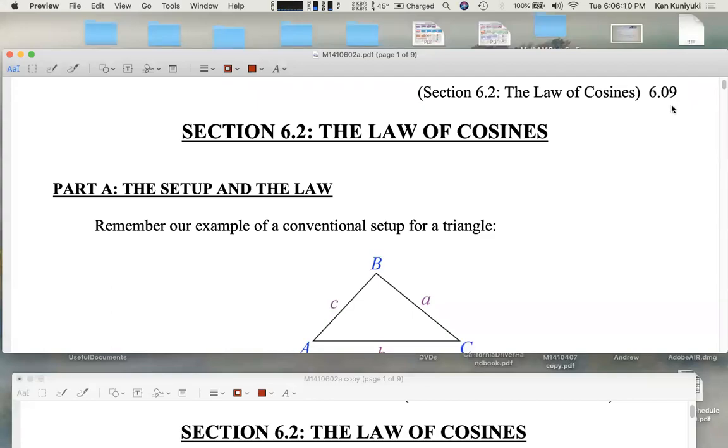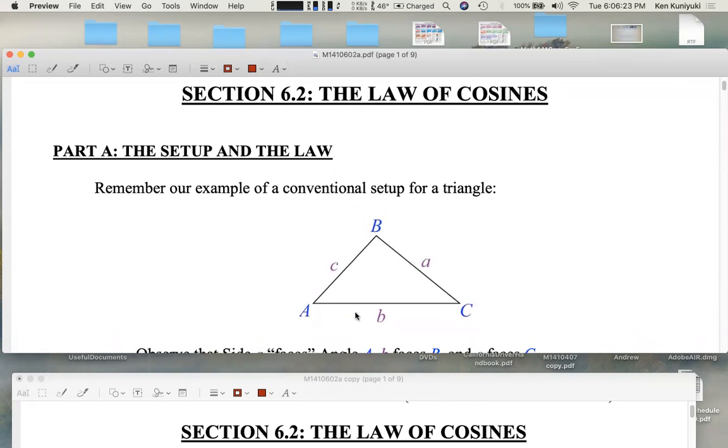Hi everyone, let's do section 6.2 on the law of cosines. And again, I'll be nice. I'll tell you when you can use the law of cosines, although later instructors may expect you to know when you can use it. Same setup as before. You have the letters facing each other. Little a faces or opposes big A, B faces B, C faces C, and so forth.